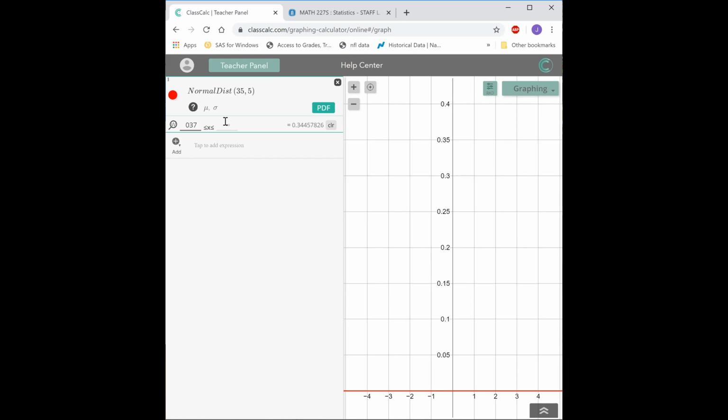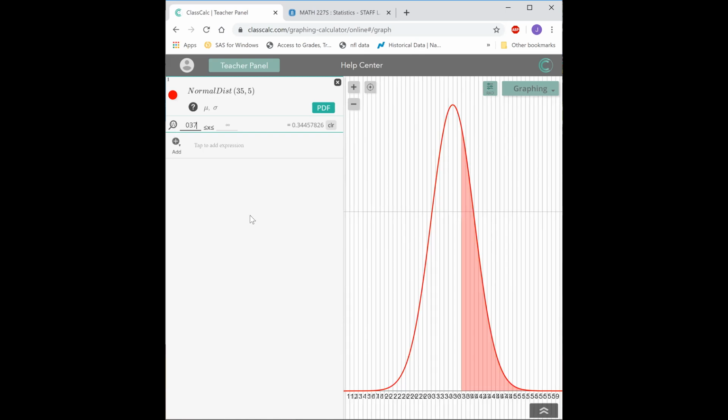So it doesn't really matter which way you do it. You can convert the x value to a z value, and then find the probability of that. Or you can put in the new mean and the new standard deviation, changing from 0 and 1 to whatever they are. In our case, it's 35 and 5. And then you make sure the lower and upper bounds are correct. All right, so that's the second way you could do it. The second way is a lot shorter and has less math. Any question in regard to how to do that in the class calc?